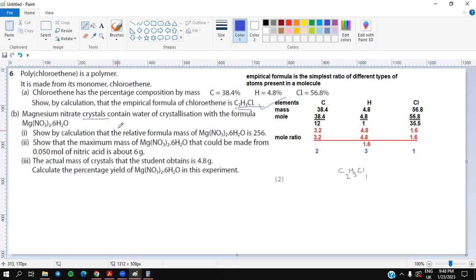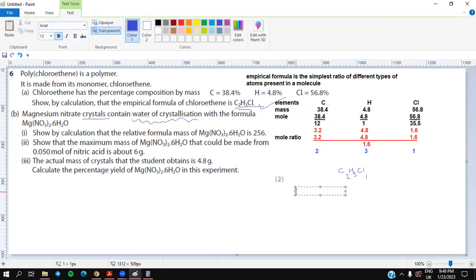Magnesium nitrate crystals contain water of crystallization, with the formula Mg(NO3)2·6H2O. Don't get scared with this term, water of crystallization. What is it? If you take crystals of any ionic substance, there are always some water molecules. In magnesium nitrate, 6 water molecules are there. In other compounds, this number of water molecules may change. It's not a fixed value. It changes from one compound to another. For example, you have heard of copper sulfate. If you take copper sulfate crystals, we have 5 water molecules in them, 5H2O.